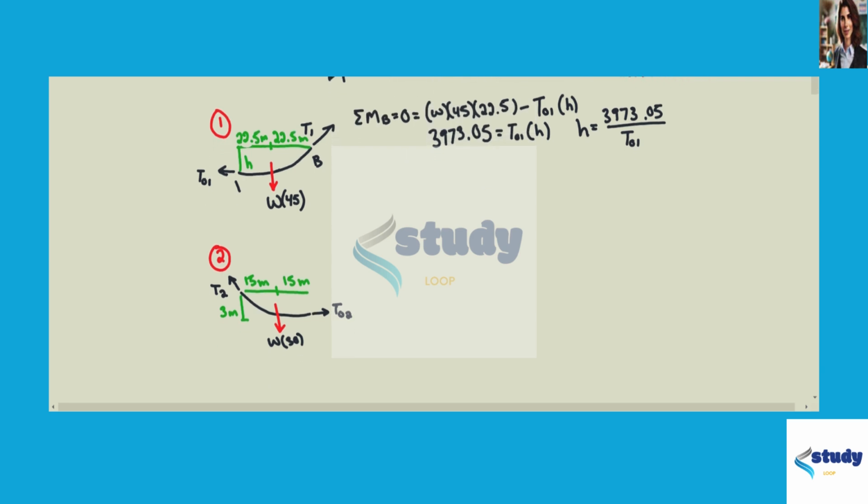Now we are going to do the sum of moments around B in cable 2. This will equal T02 times 3, because there are 3 meters in the vertical direction between B and 2, and we subtract the weight per unit length times half the length of the cable, times 15, which is a quarter of the length of the cable in the horizontal direction, and set that equal to 0.